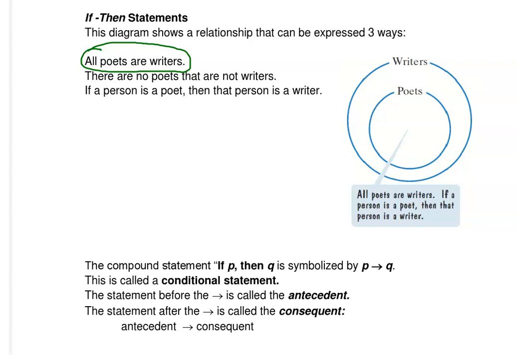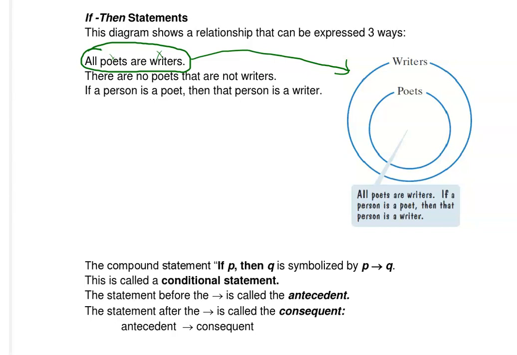All poets are writers. I didn't quite show this in class on Monday, but it's in the notes for section 3.1 that this would be represented in a Venn diagram this way. Since all poets are writers, the circle representing poets has to be within the circle representing writers. So anybody that's in this set has to also be in this set. And the only way to guarantee that in a Venn diagram is for this circle to be inside of this circle, which is what you're seeing over here, right?